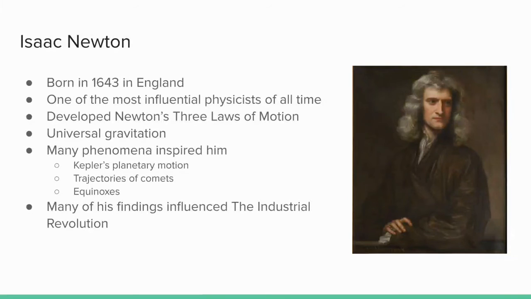Let's move on to Isaac Newton. He was born in 1643 in England. He is regarded as one of the most influential physicists of all time and worked on topics directly related to Physics 1, such as the three laws of motion and gravity. A lot of phenomena studied by other scientists inspired him to physically express them, such as Kepler's theory of planetary motion, comet trajectories, and equinoxes. A lot of his findings influenced the Industrial Revolution.